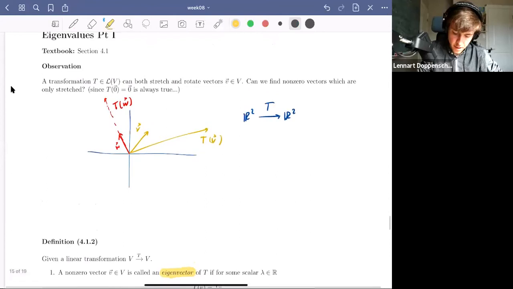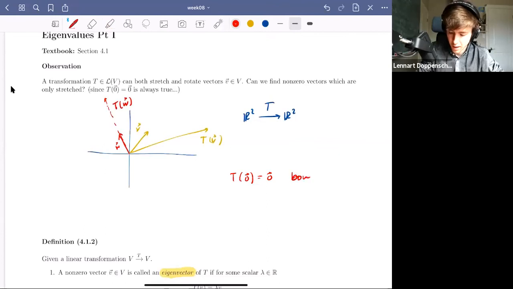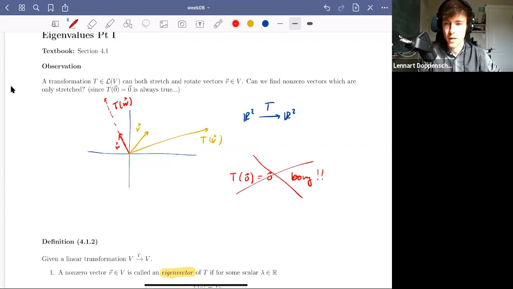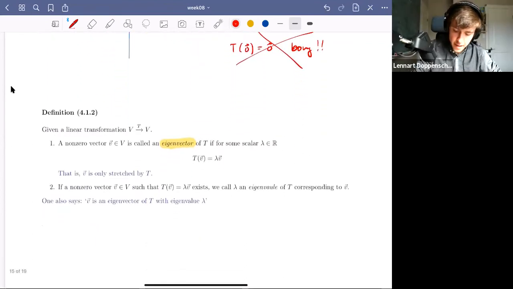And because zero is always just sent to zero, this is a boring example. So we want to exclude the zero. That's just true for every transformation, as we've shown many weeks ago. So let's ignore this example. So the eigenvector, or an eigenvector, is a non-zero vector that is only stretched.